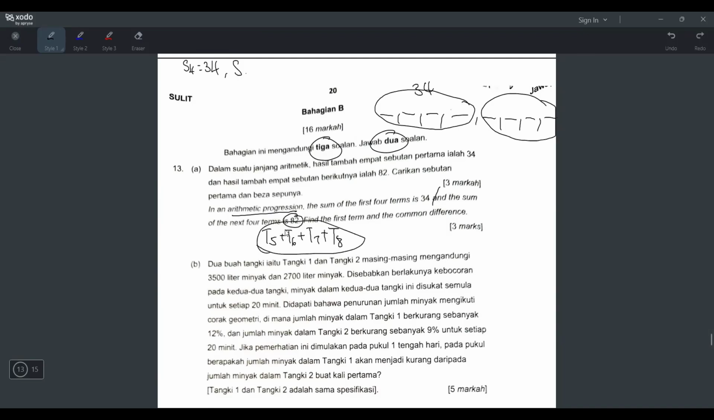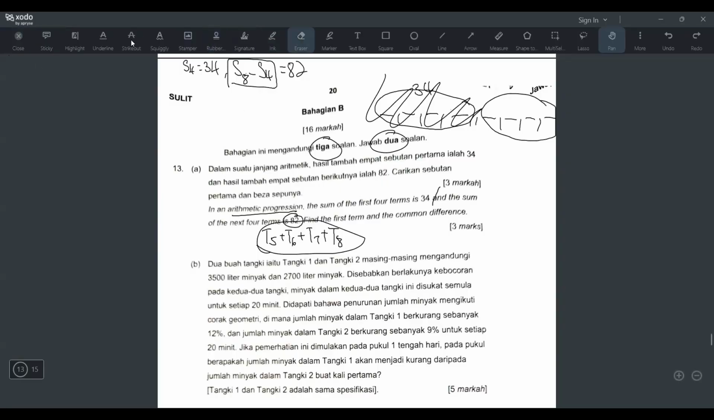But I don't like to write like this. I will write S8 minus S4 instead. Understand, right? Because S8 is the sum of first 8 terms minus the sum of first 4 terms is 82. Actually, S8 minus S4 is the same as this. This one is the same meaning actually. Okay, but I would prefer to write like this. But it's the same meaning.